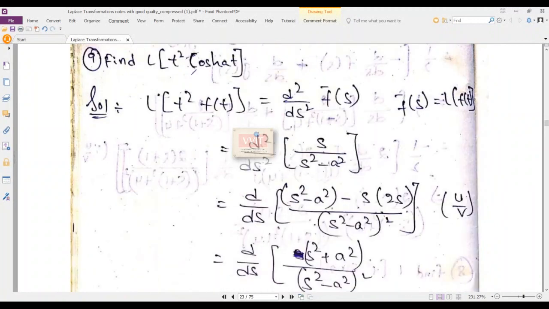And here again, t square means second differentiation. By using the second differentiation of this cos hat, there are two ways that I can proceed. The one way is cos hat differentiate twice. Okay, I'll show you here.